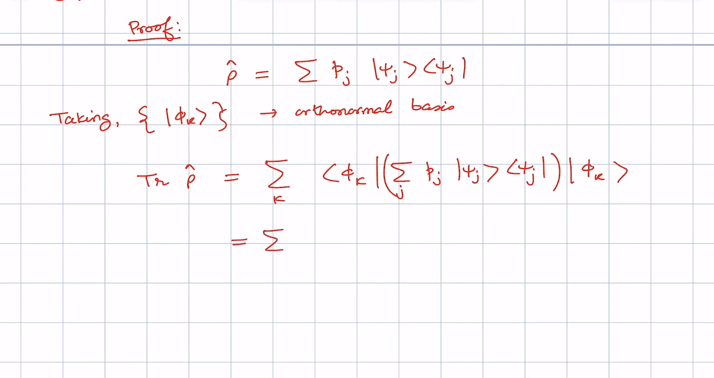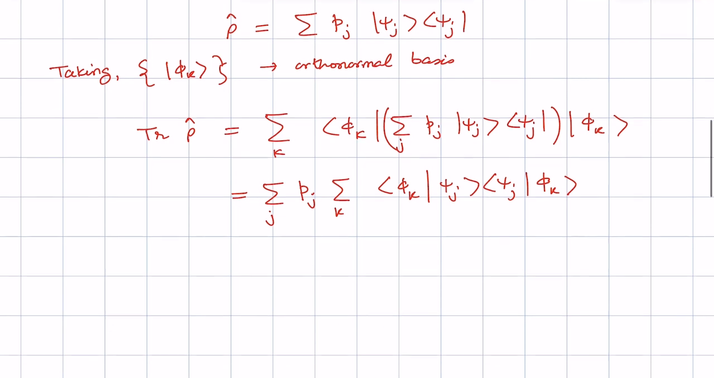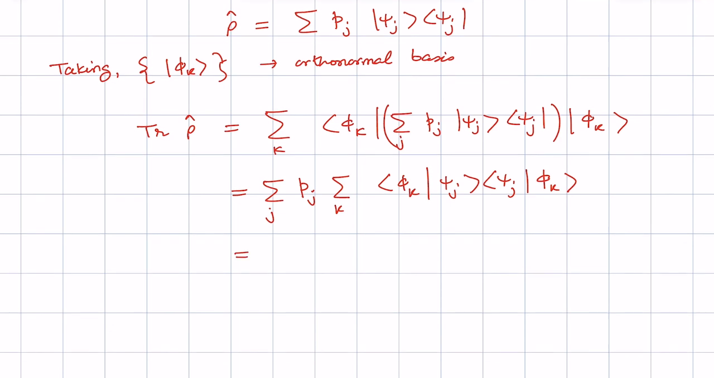I can write this summation over j, let me take this side, the classical probability also, let me take it out, then I take the sum over k inside. So I have now ⟨φ_k|ψ_j⟩⟨ψ_j|φ_k⟩. All right, now as you can see, I can again use the completeness condition for my advantage.